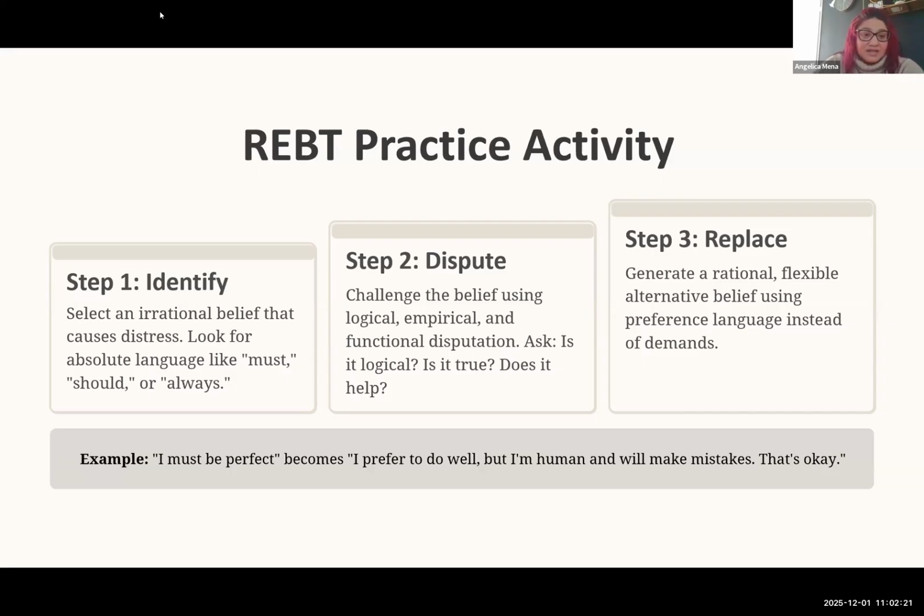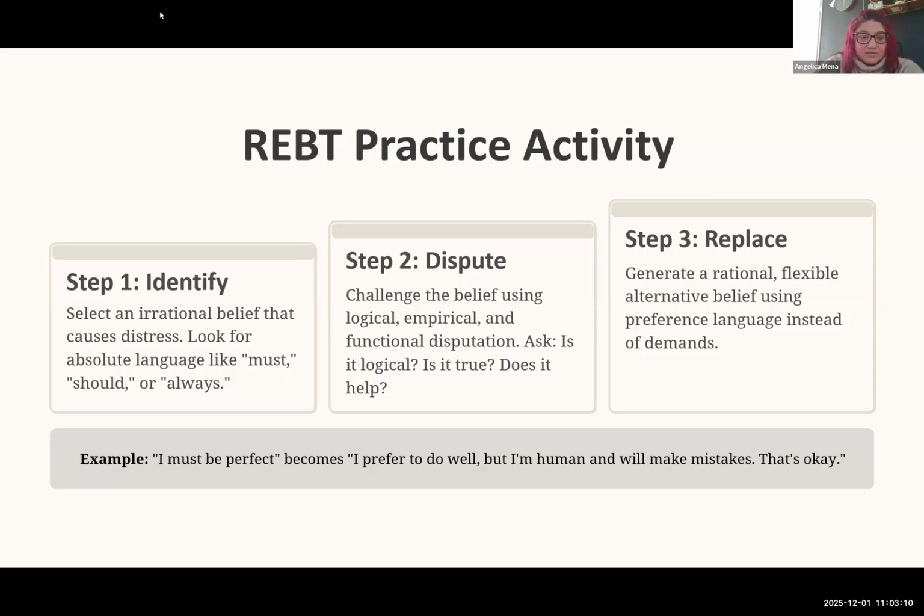One way to do that could be, this week, just pay attention to your thoughts and your language. Do I have musts and shoulds and always? Are any irrational thoughts going along in my head, and how are they affecting my health, my mental health, my emotions, all of these things? And then you can also practice disputing them. What is a healthier thought I could have in this situation? What is a more logical thought? You could examine the evidence. Is this thought even true? Is it factual? And is it helping? And if it's not helping, what could be more helpful? And replace it with a more rational, flexible alternative belief instead of this demanding language.